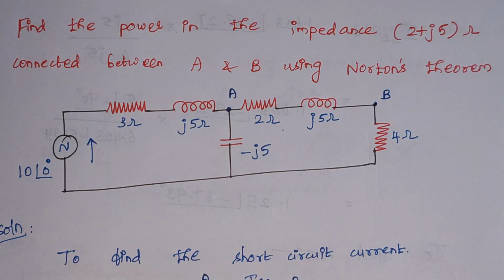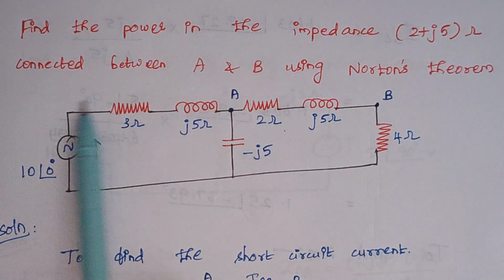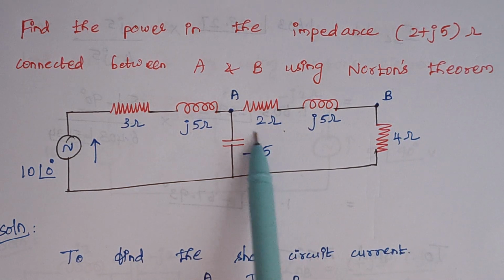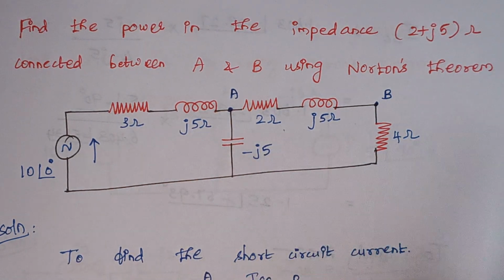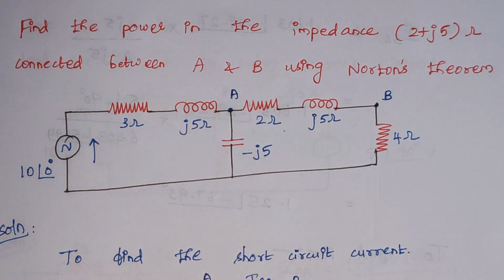The problem is to find the power in the impedance 2 plus J5 ohm connected between A and B using Norton's theorem. So here this is the impedance value, right? We need to calculate the power. The first thing regarding Norton's theorem is that the final equivalent circuit will comprise a short circuit current and an impedance connected in parallel to it, right?